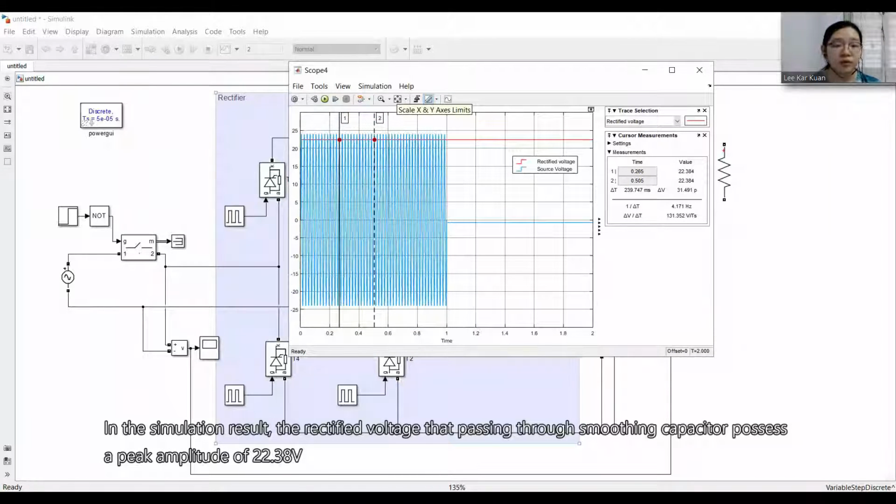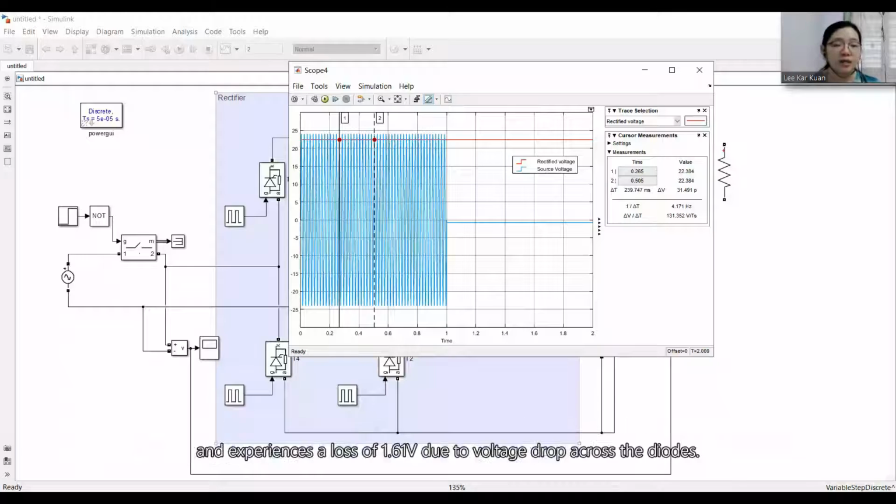the rectified voltage that passed through the smoothing capacitor has a peak value of 22.38 volts and experienced a loss of 1.61 volts due to the voltage crossing through the diode.